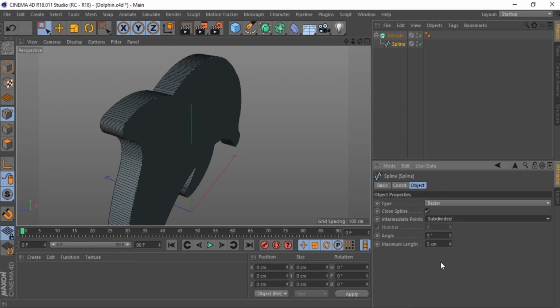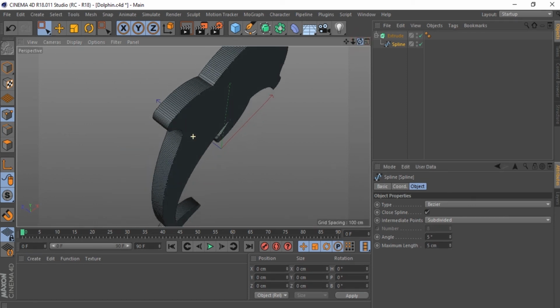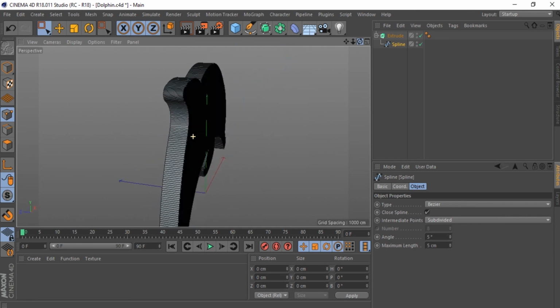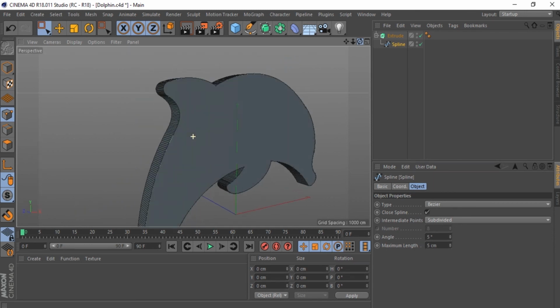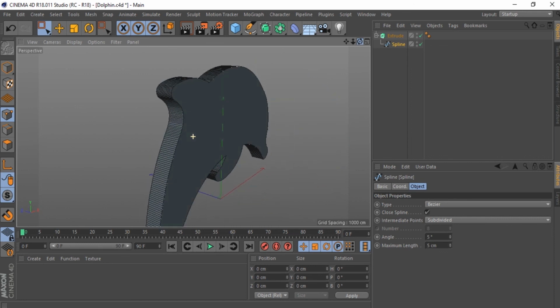Subdivided is similar to adaptive. Additional intermediate points will be added until the intermediate segments are shorter than the defined maximum length. Lower values will result in higher quality, along with the disadvantages of working with a high number of points, slower refresh times in the editor view.